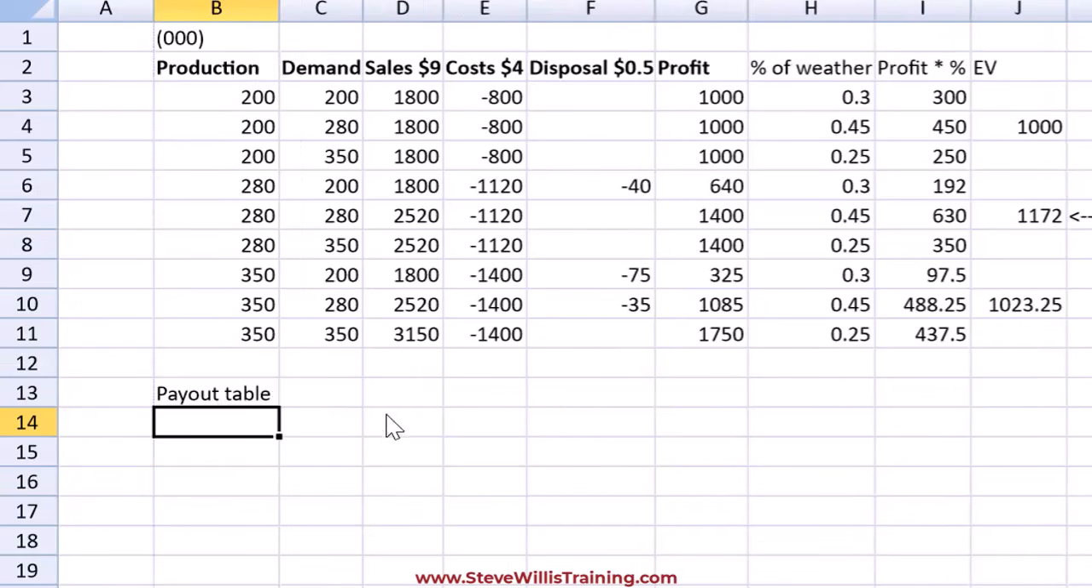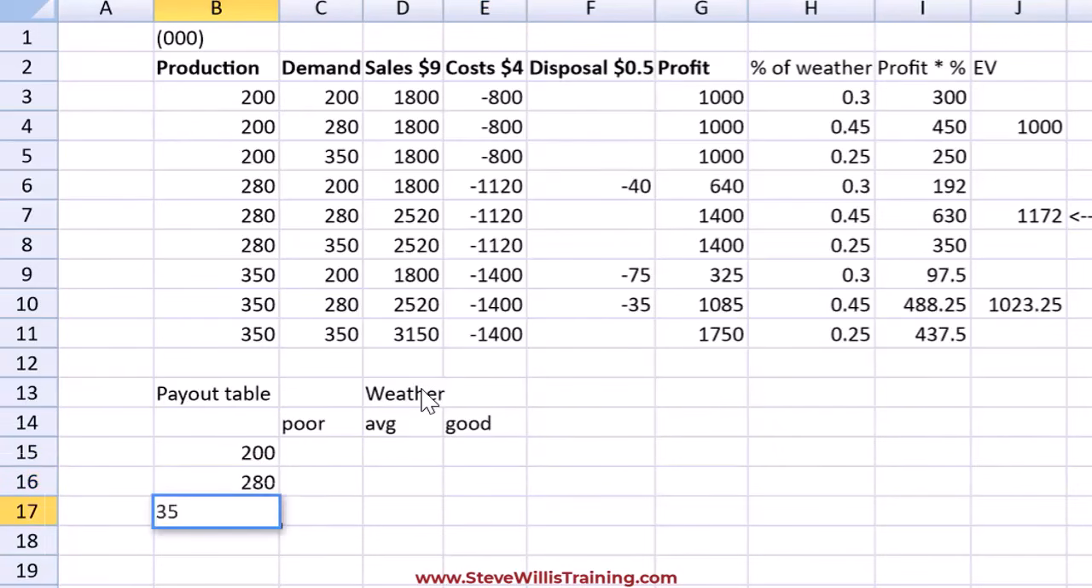No, so the payout table, we're going to have the weather states, and we can have poor, average, or good, and I can decide to produce 200, 280, or 350. Friends, there's no copy, paste, transposed. So it's just easier to retype the figures from the table above, right? We have 1,000 for each. Okay. 280 is the 640 and the 1,400 twice.